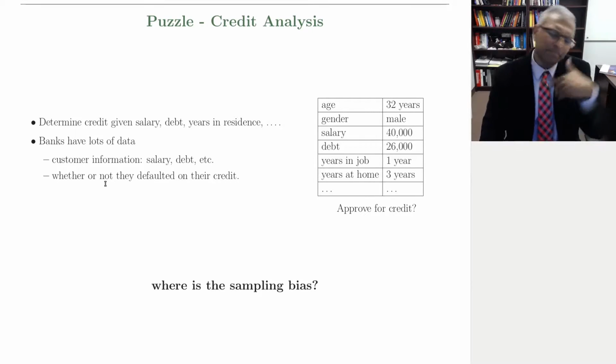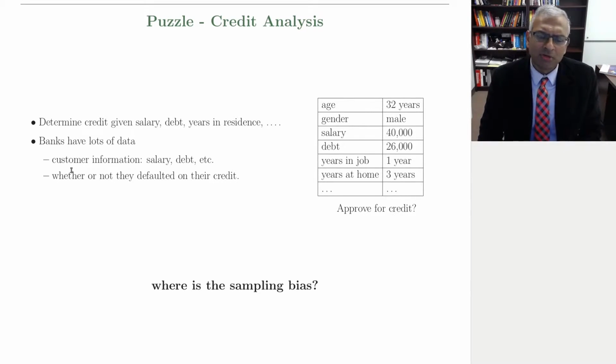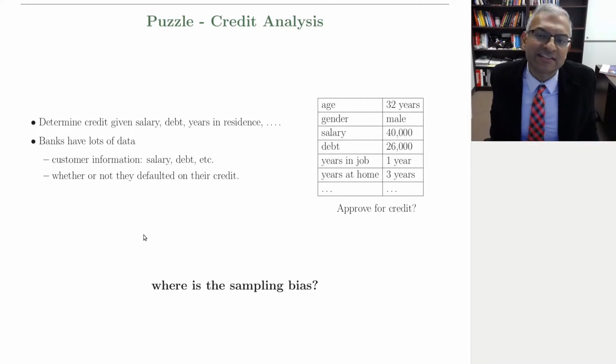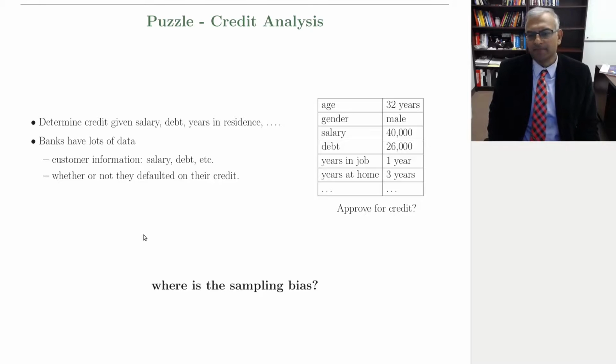Banks have lots of data, and all the customer information is there, and they know whether or not they defaulted on the credit. So think about it a couple of seconds. This is the puzzle. Where's the sampling bias?